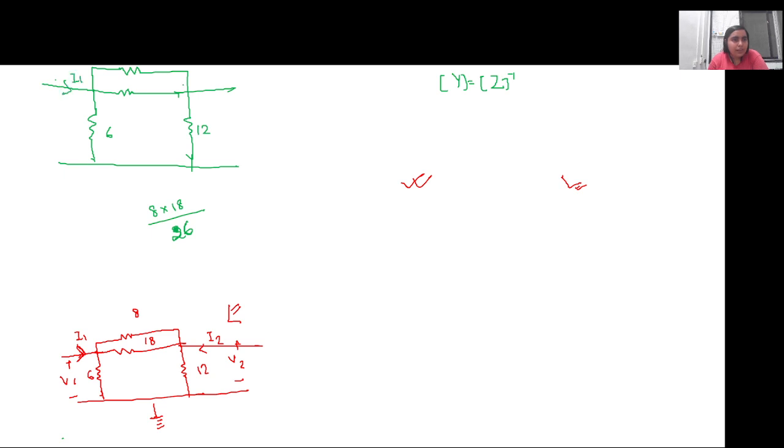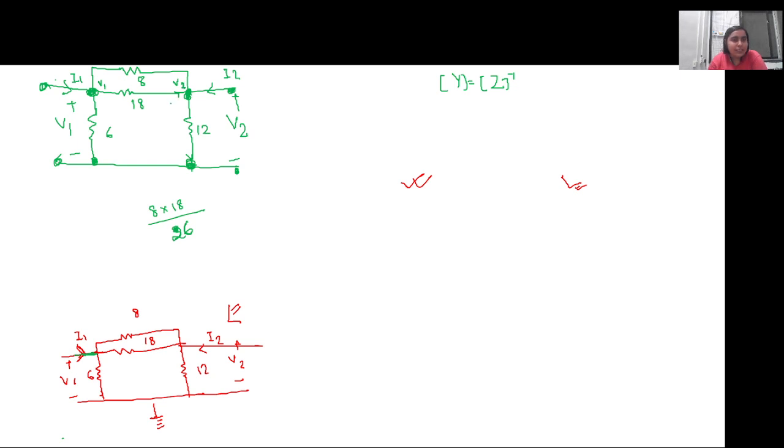Since I1 and I2 are flowing here, whatever the voltage across this 12 ohm resistance will be equal to V2, and whatever the voltage across the 6 ohm resistance will be equal to V1, because nothing is connected in between and no other element is present. So V1, the terminal voltage, is whatever voltage appears across the 6 ohm resistance. Similarly, V2 is the output terminal voltage, the voltage across this 12 ohm resistance, right? And this is 18 ohm and 8 ohm. So this node voltage is V1 and this node voltage is V2.